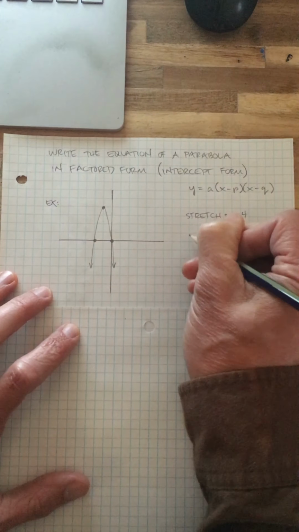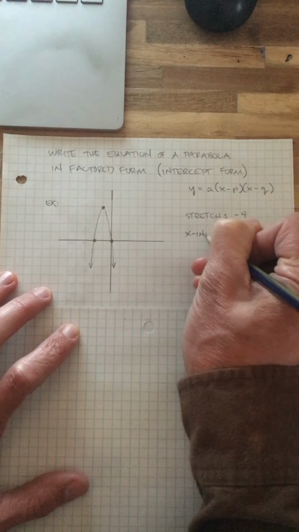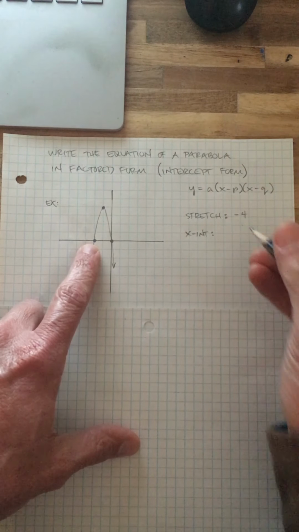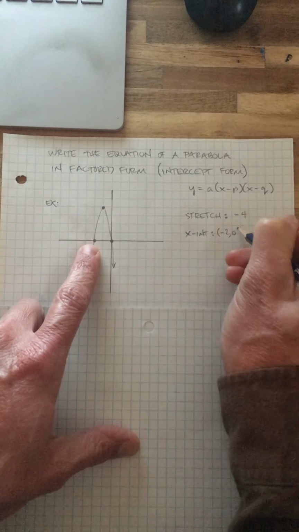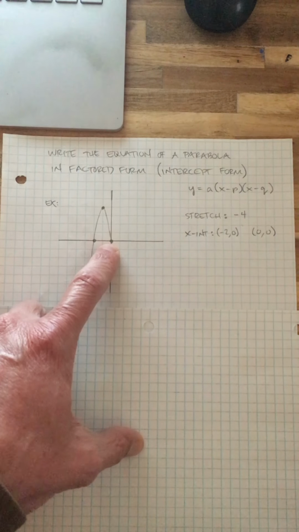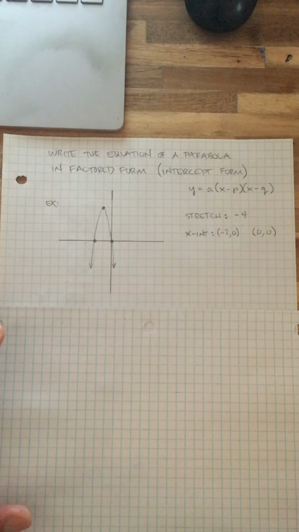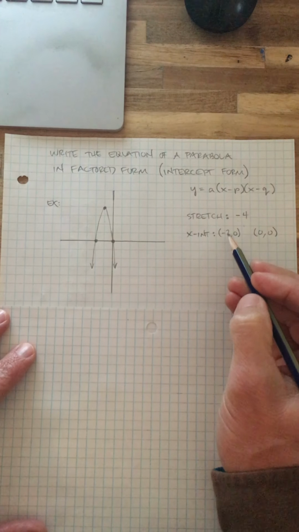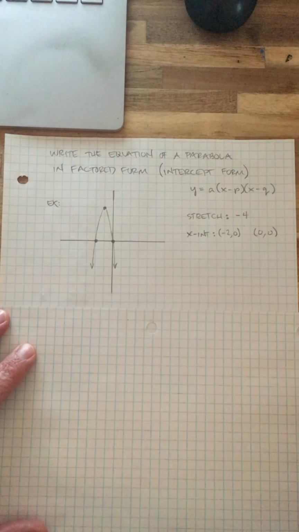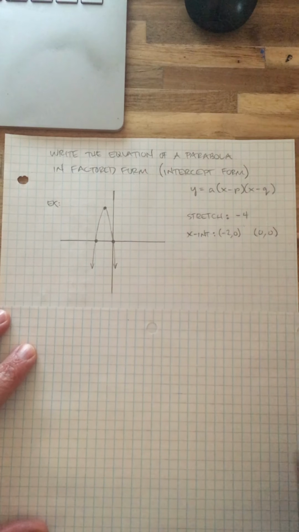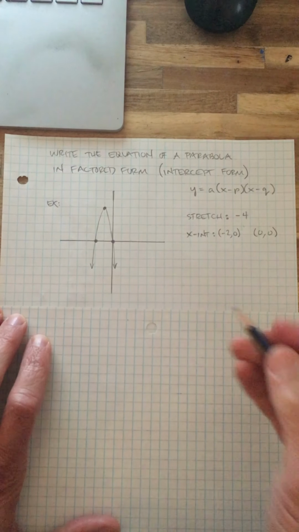And my x-intercepts are this guy right here, negative 2 comma 0, and 0 comma 0. So if my p is negative 2, remember it goes inside the parentheses as the opposite sign. And here my q is 0, so that goes inside the parentheses as the opposite sign, but 0's not really one we worry about.